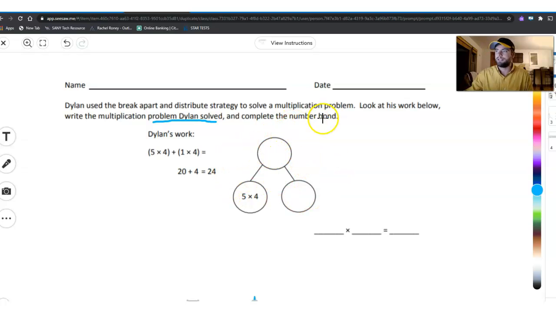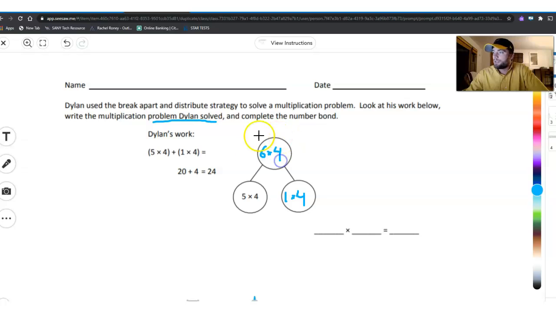So these number bonds basically are, we take a big number or a big equation on top, and then we split it up into two or more smaller pieces. So when it said he did 5 times 4 plus 1 times 4, those are the two smaller pieces that he ended up breaking them up into. So 5 times 4 is already given to us, and then 1 times 4 has to be added here. And then on top, the original problem would be 6 times 4.